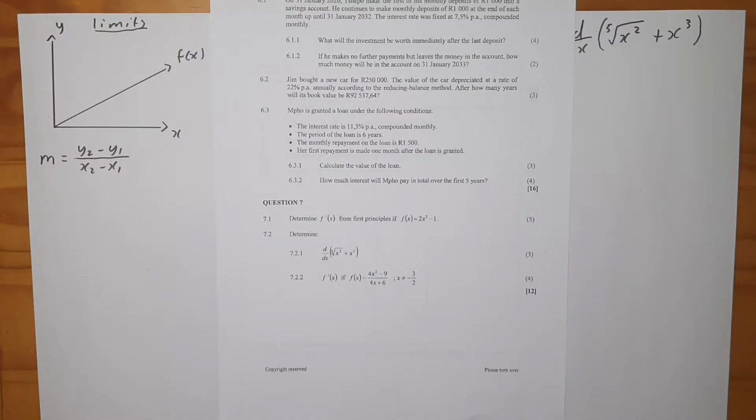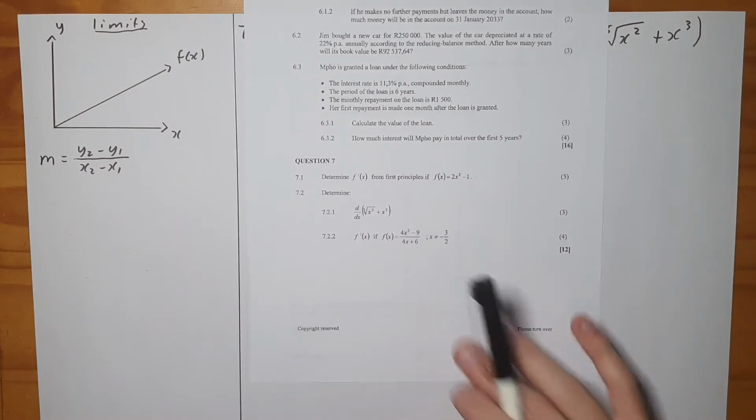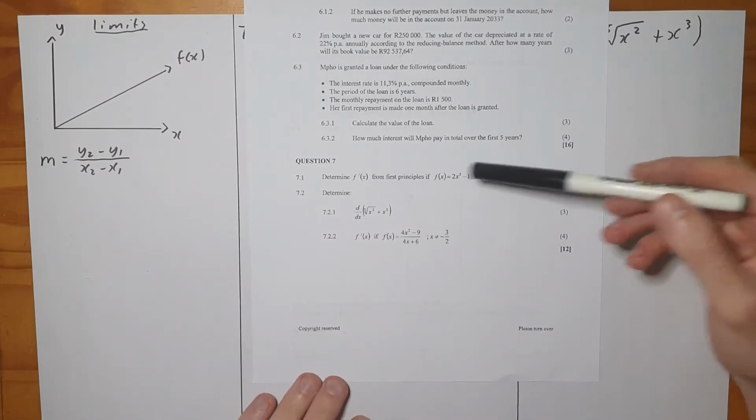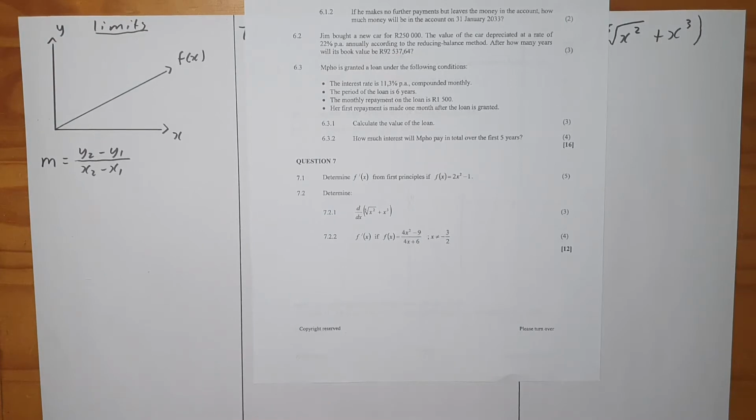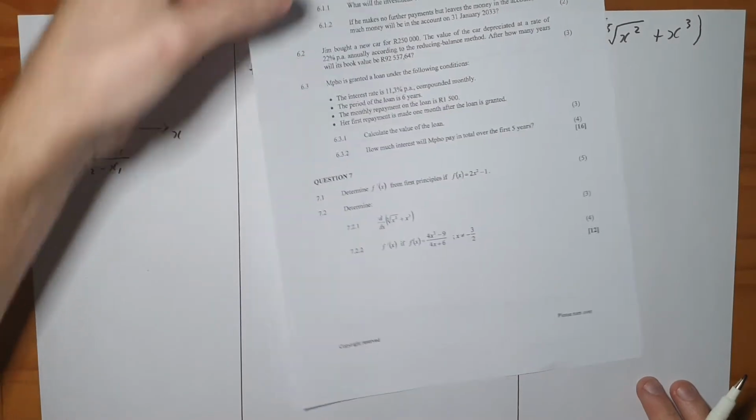Okay, let's get started. So question 7 is a relatively short question. It's the first question of the paper that deals with the calculus part of the maths. What I want to do is quickly explain a limit, because you have to use limits in your first principle, and often it's not too clear where it comes from and why we use it.